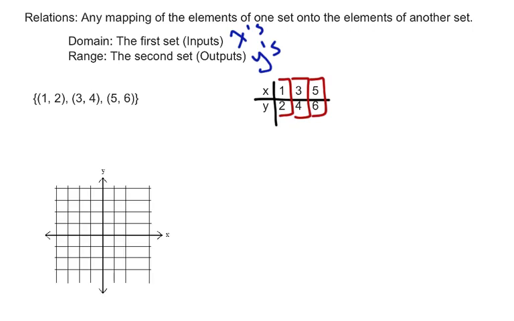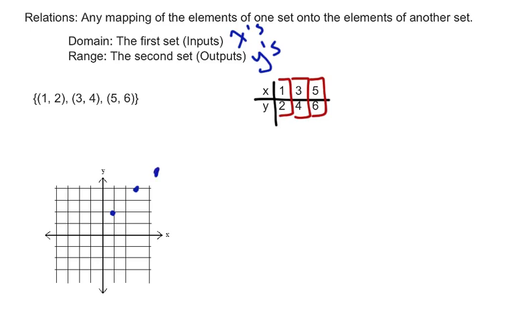We could also look at the same relation as a graph, and because they are ordered pairs, we could just plot those ordered pairs. For instance, (1, 2) means we go to the right 1 and up 2. (3, 4) means we go to the right 3 and up 4. And then (5, 6), we go to the right 5 and up 6, which would be about right here.